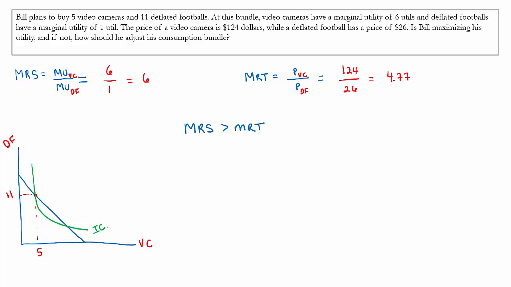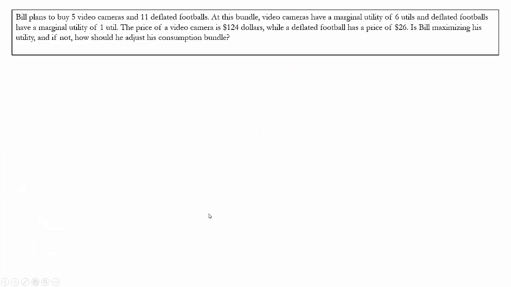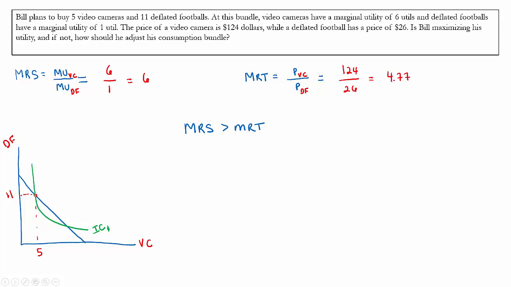So here I've shown that the current bundle that Bill is planning to consume is one on the budget line at which the indifference curve is steeper than the line, and so the slope of the indifference curve, called the MRS, is bigger than the slope of the line, called the MRT. Clearly, that's not the highest indifference curve. There's a higher indifference curve that Bill can reach. In fact, the highest indifference curve would be what I have labeled as IC2.